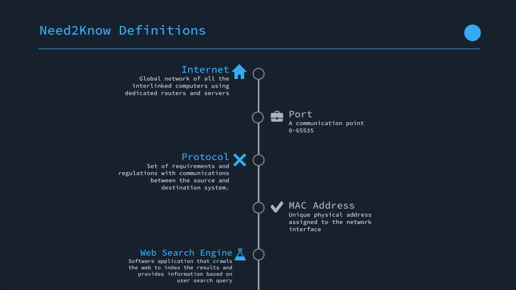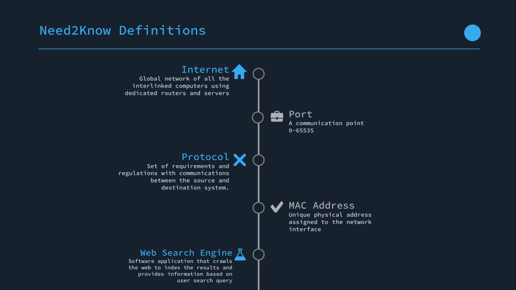Next, we have a port. It's a communication point. Moving on to protocol: different requirements, rules, and regulations to communicate with each other. These two are kind of interconnected in what they do. Different ports align with different protocols.